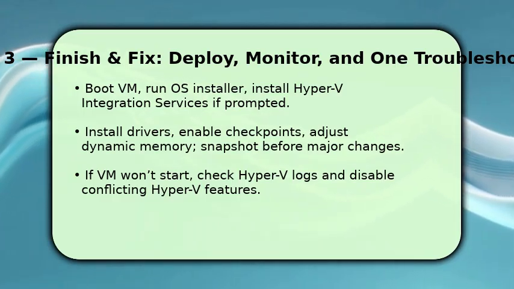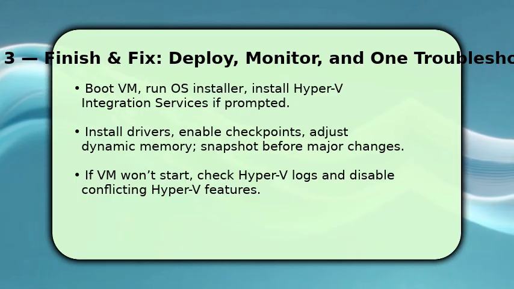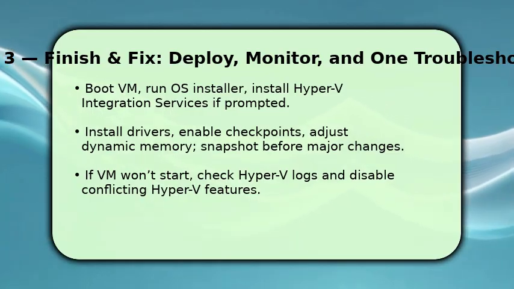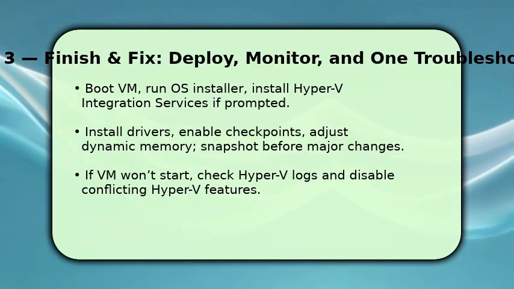If the VM fails to start, check Windows Event Viewer under Hyper-V Logs. Verify virtualization is still enabled in firmware, and disable other hypervisors that conflict, such as VirtualBox.